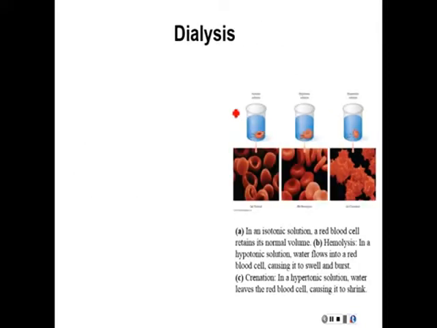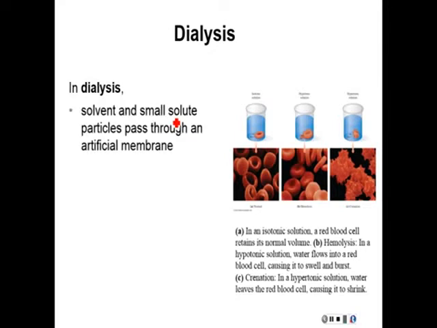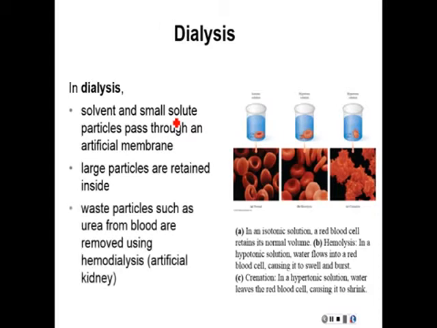Now, in dialysis, solvent and small solute particles pass through an artificial membrane. Large particles are retained inside. Waste particles such as urea are removed from the blood using hemodialysis, which is an artificial kidney. And you can see what's going on up here. This is really a summary of what we went over before. You might know somebody that's undergoing dialysis, waiting to get a kidney.